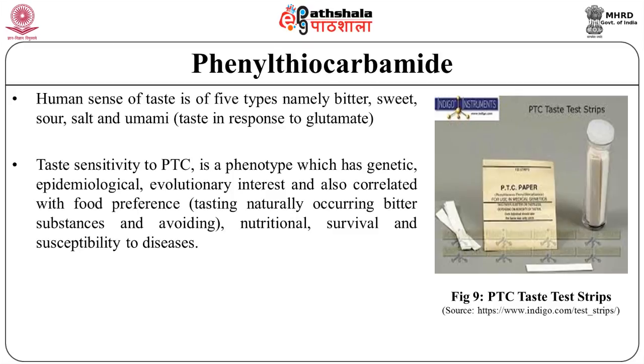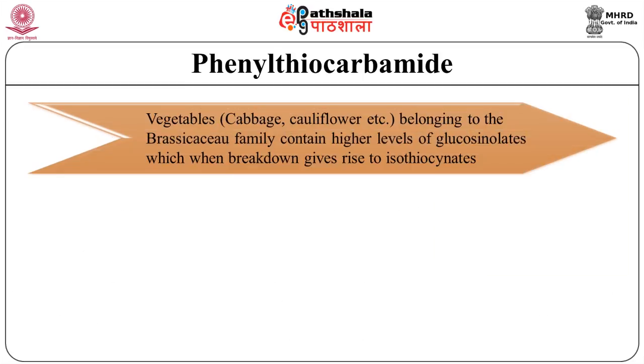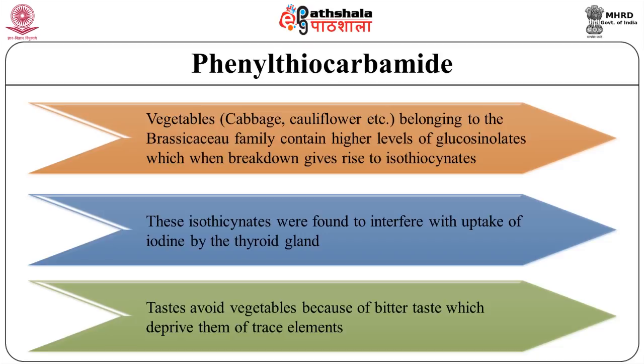Now, this whole idea of PTC comes from L-5-phenylthiocarbamide, a natural analog to PTC, which was discovered in cabbage and rapeseed and later identified as a causative agent for even goiter. Vegetables like cabbage and cauliflower belonging to the Brassicaceae family contain high levels of glucosinolates which can break down and give rise to isothiocyanates. These isothiocyanates were found to interfere with the uptake of iodine by the thyroid gland. Tasters avoid vegetables because a bitter taste would deprive them of a trace element.